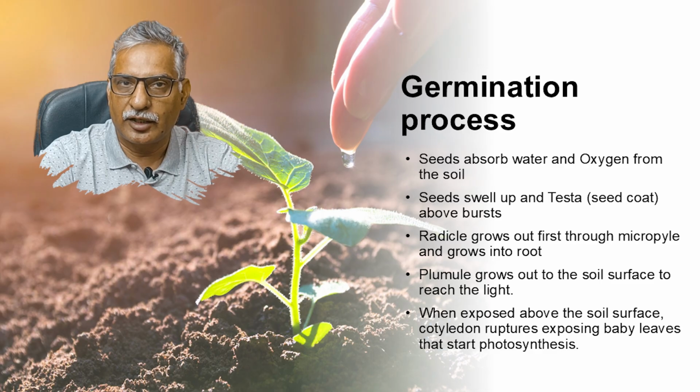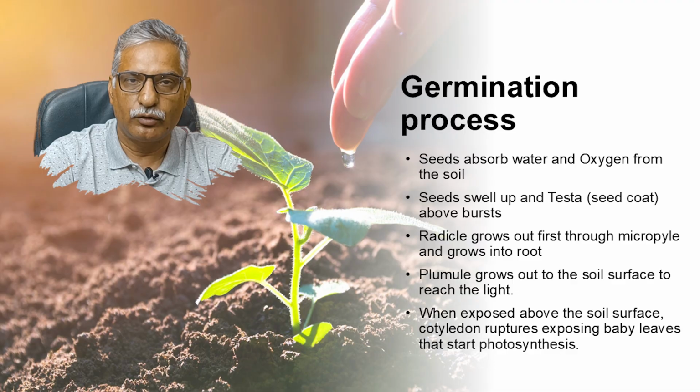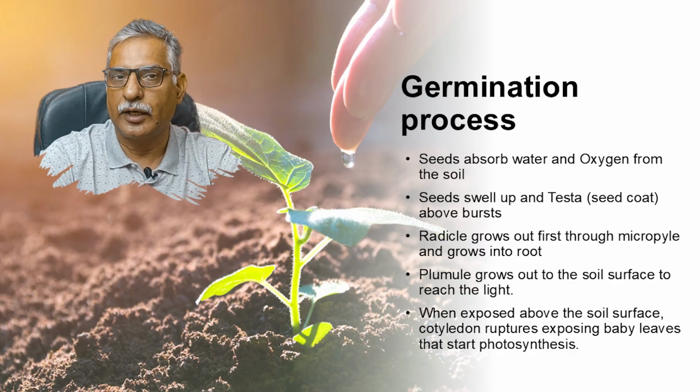Meanwhile, there is an expansion going on internally, and that causes an expansion pressure over the testa, and the testa also becomes soft because of continuous exposure to the moisture around. So due to expansion pressure, the testa bursts, and this helps the embryo to grow out of the seed.